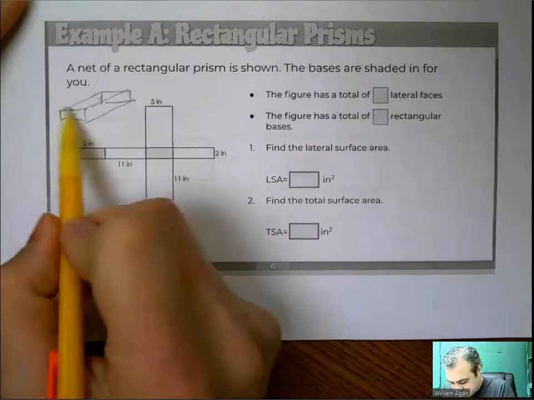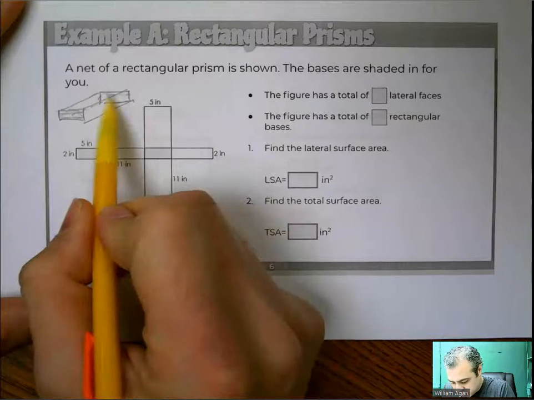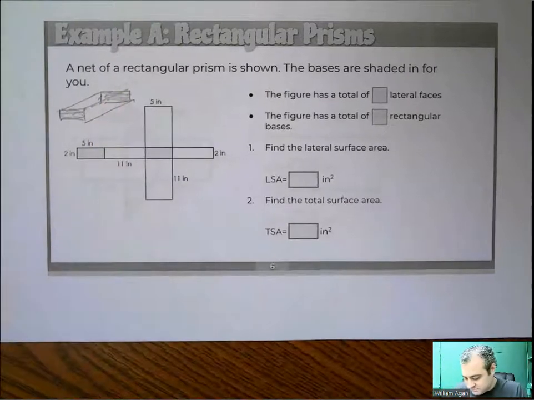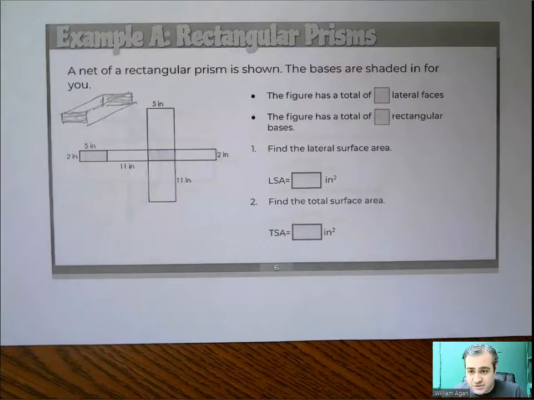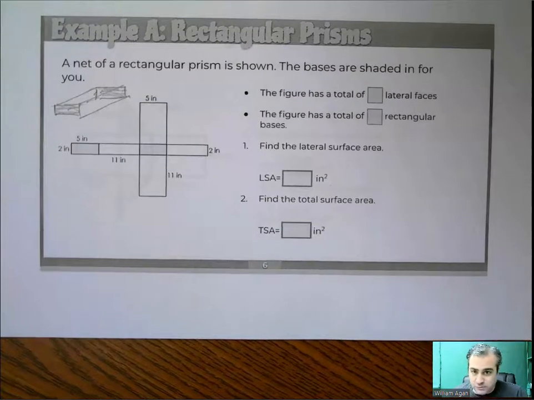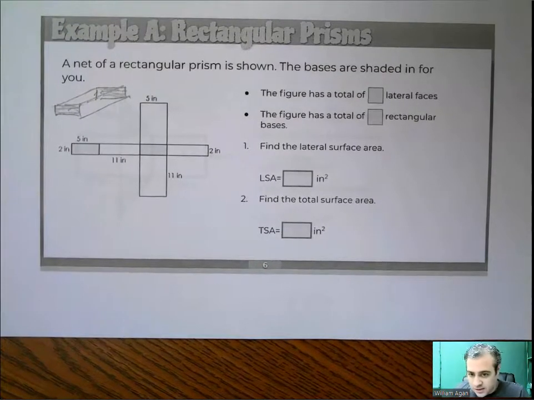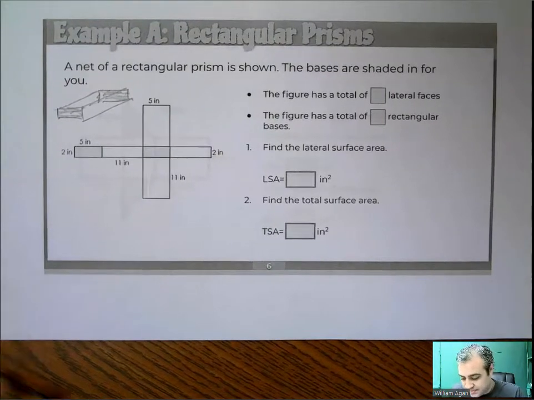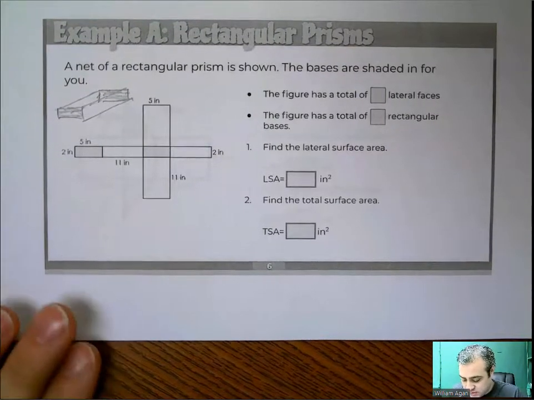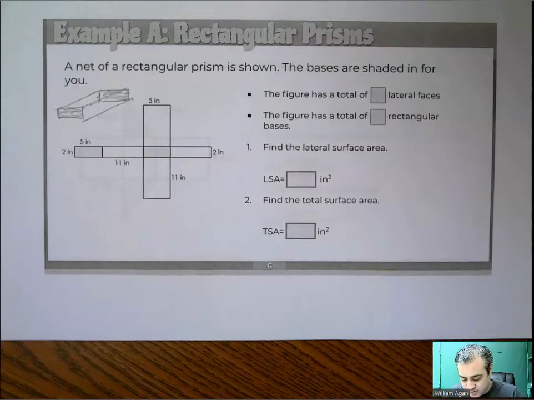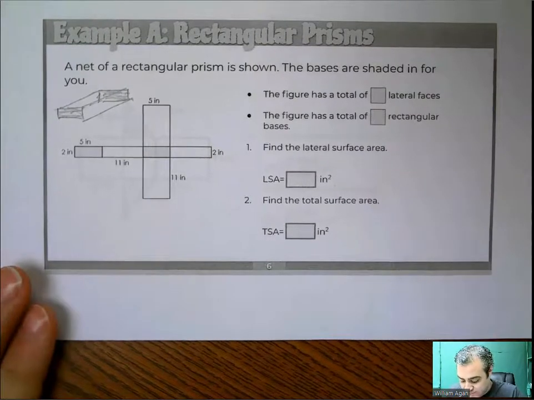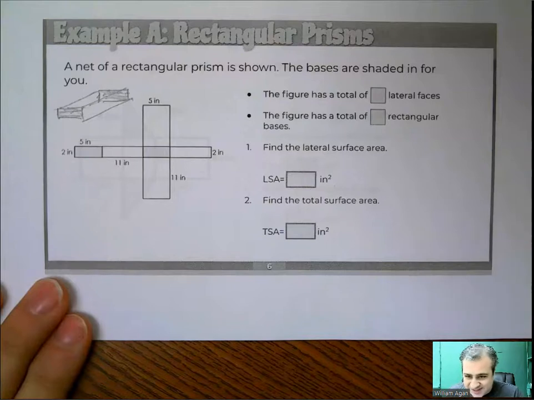Okay, so imagine that this is shaded and this is shaded. It's basically kind of like, if you've ever seen a Jenga block, that's a good example of a rectangular prism. Okay, so a rectangular prism has, as you saw in the notes, lateral faces and then bases. Lateral faces are all of the sides, basically.